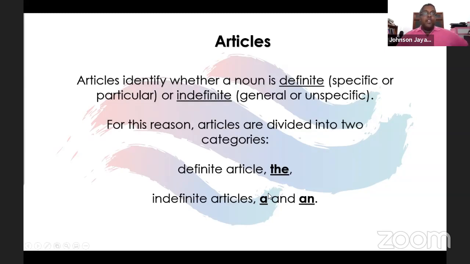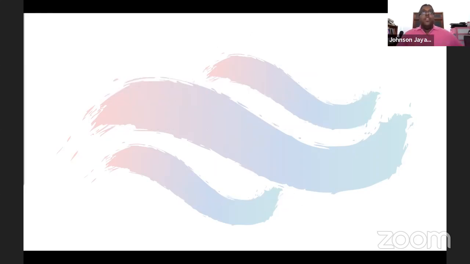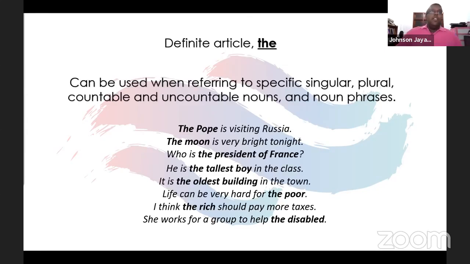The, a, and an. All 3 of these come before nouns, but you need to be aware of the context or when you should use them. You can't use them all the time. It depends on the sentence you're creating or what you're trying to say. The definite article 'the' can be used when referring to specific singular nouns, plural nouns, countable and uncountable nouns, and noun phrases. You can use it with them.